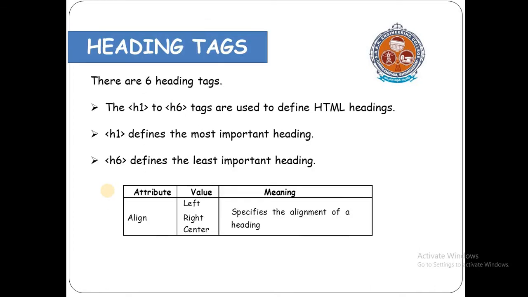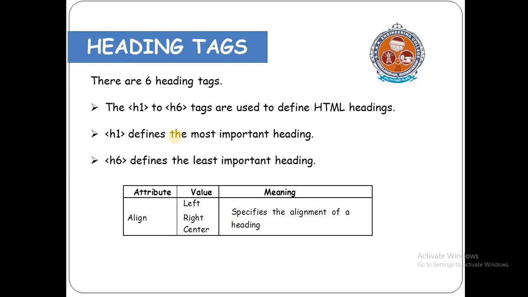So first let us go to heading tags. There are 6 types of heading tags. These heading tags are useful for keeping headings in the document. There are 6 headings, from H1, H2, H3, H4, H5, H6. H1 indicates the most important heading, and the size is big, and H6 indicates the least important heading, and the size is small.